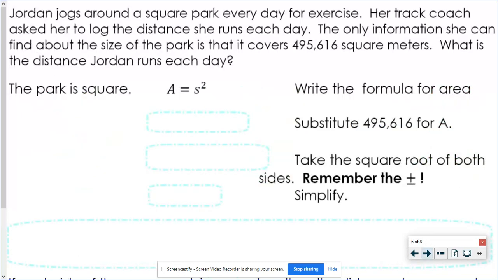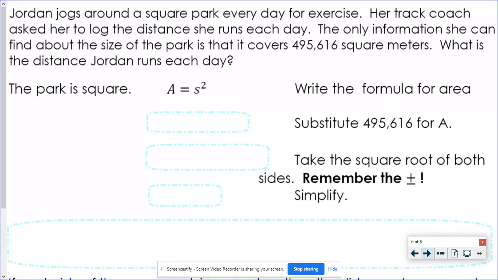Okay. This is a totally reasonable problem, right? Everyone knows the number of square meters of a park that you're going to jog around, but maybe not how long the side length is. Yeah, this is a ridiculous problem. I'm sorry. It says that Jordan jogs around a square park every day for exercise. Her track coach asked her to log the distance she runs each day. The only information that she can find out about the park is that it's 495,616 square meters. How far does she run each day?